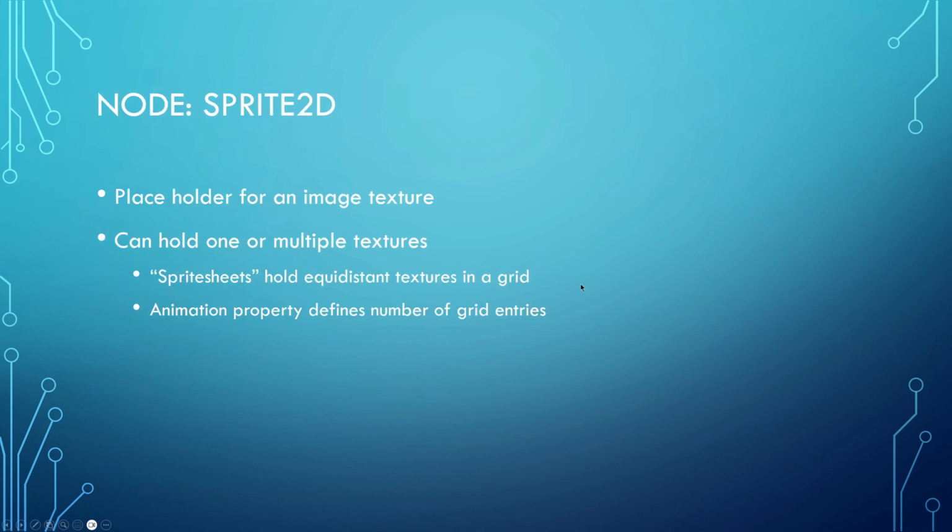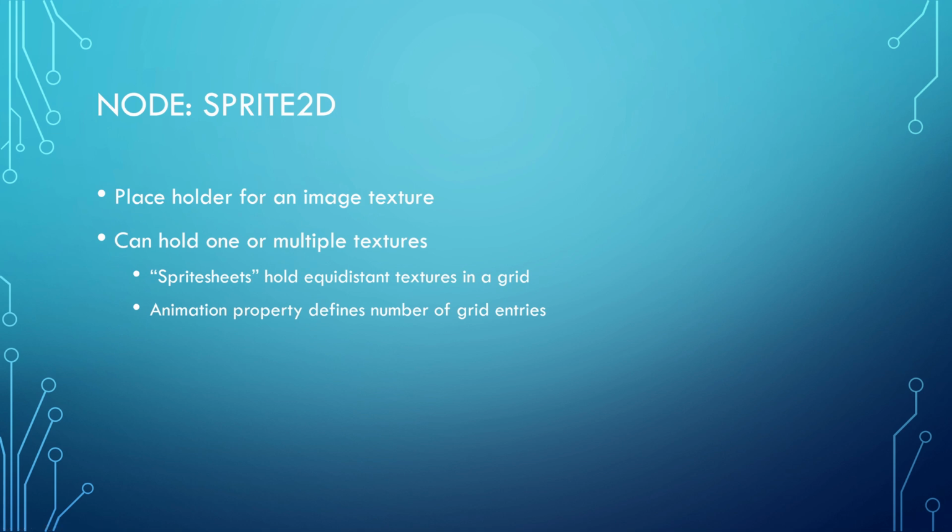So the first 2D animation node to know about is the Sprite2D. And this is basically just a node that is a placeholder for an image texture. So the image texture is a resource. Just like we saw with the collision shape, you have to add a shape resource. For this node, we need to add a texture resource. And the texture resource is basically an image, but that can really be one image or multiple images.